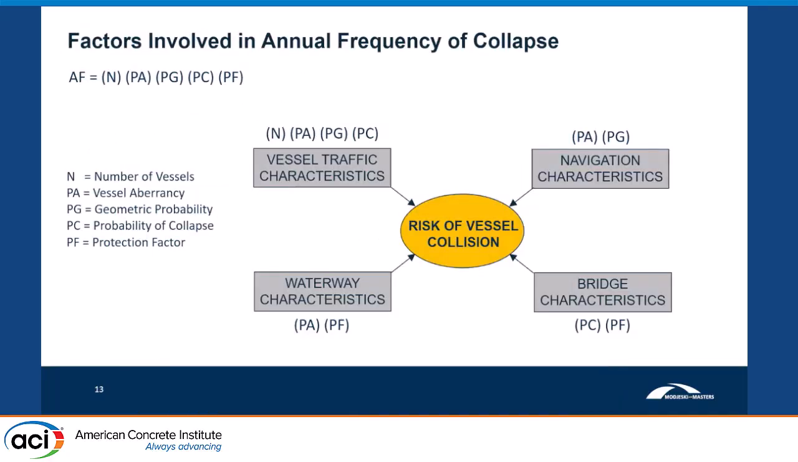Okay. As you can see, the factors of annual frequency of collapse are all tangled together to calculate the different factors. The vessel collision characteristics go into multiple factors and other items like this, all going together to the risk of vessel collision. The bridge owner can only affect the bridge characteristics, either by strengthening the bridge or locating the piers if it's a new structure, or providing a protection system. The bridge owner doesn't necessarily have any impact on navigation characteristics or waterway characteristics.